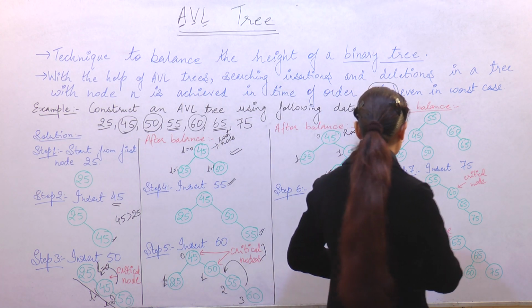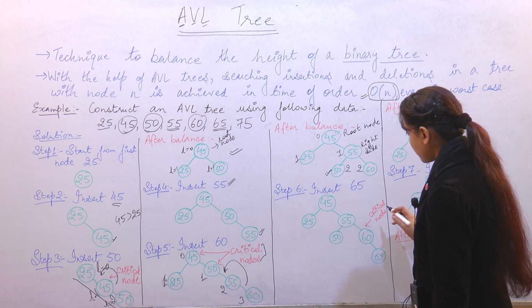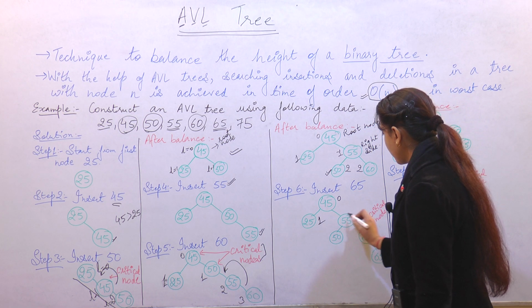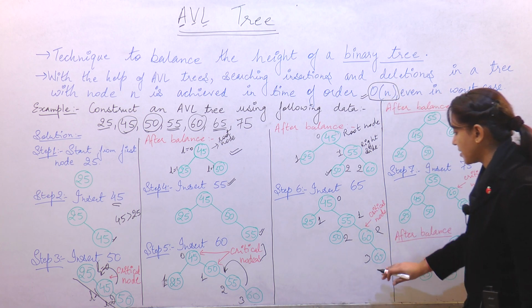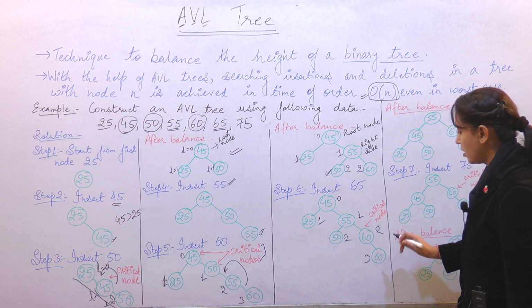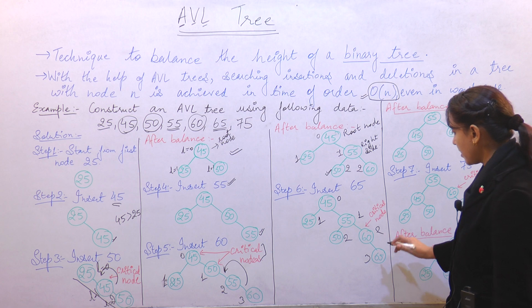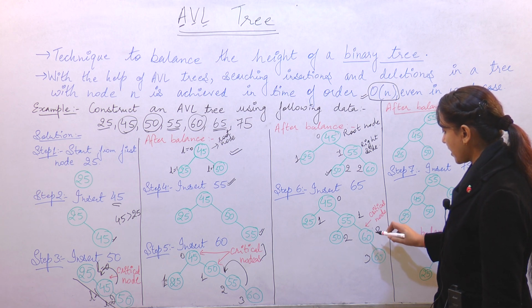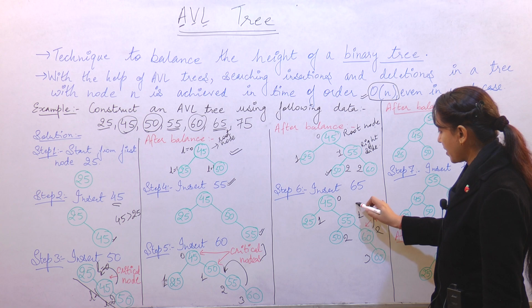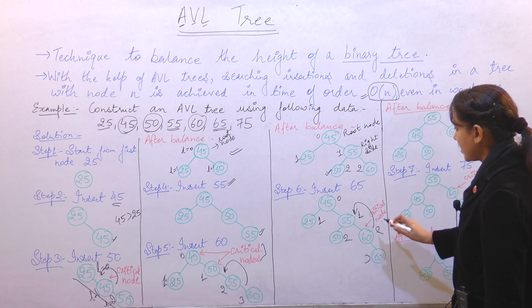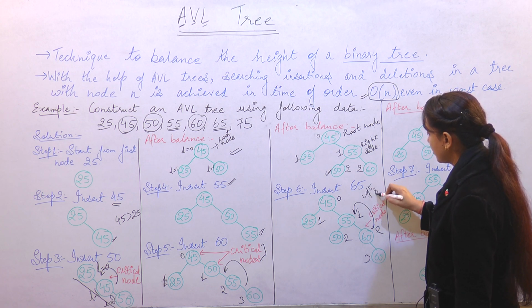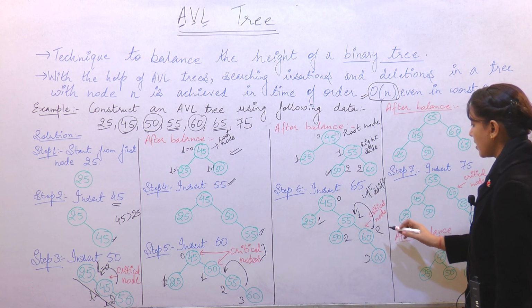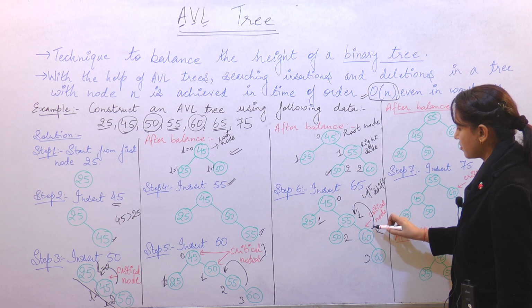Now after inserting 65, our tree again gets unbalanced. This is at level 0, 1, 2 and 3. Now 65 comes at 3 and this tree becomes unbalanced. So in order to balance this tree, we will take 60 as our critical node and make a left shift to balance this tree. For balancing, we will make a left shift of nodes using the critical node 60. So we will left shift our critical node 60.